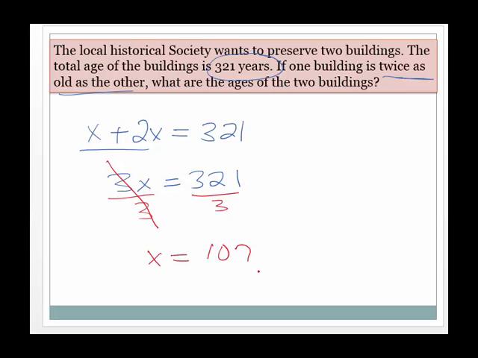So the age of one of the buildings is 107 years old, and the other one is twice that old, so the other one is 214 years old. And that means that when you combine them, when you check it, you find out that that does add up to 321, which it's supposed to. So there's a little bit of algebra. Let's do another one with algebra.